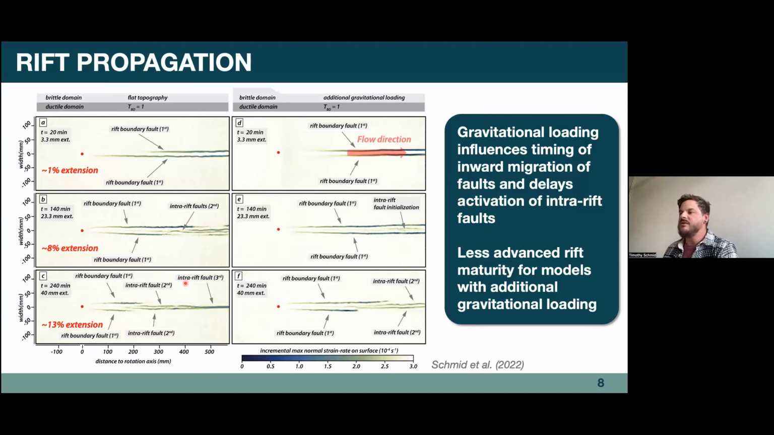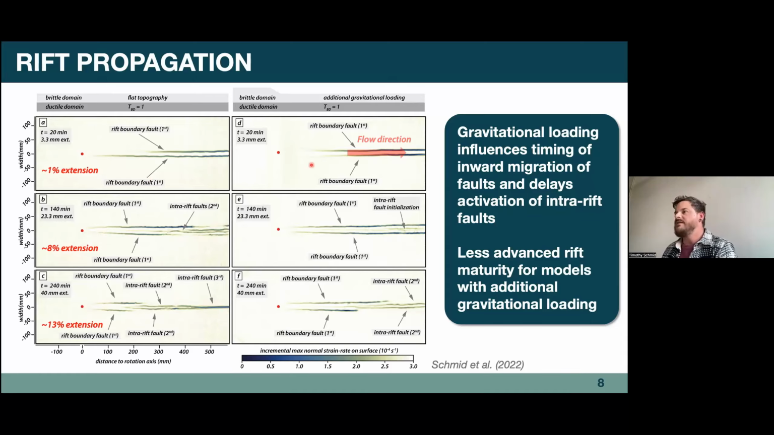And this goes so far that in the end, we even have a third generation fault, which is an intra-rift fault right on top of the rift axis. And then we have this stepwise broadening towards the rotation axis where the rift boundary faults are still active.